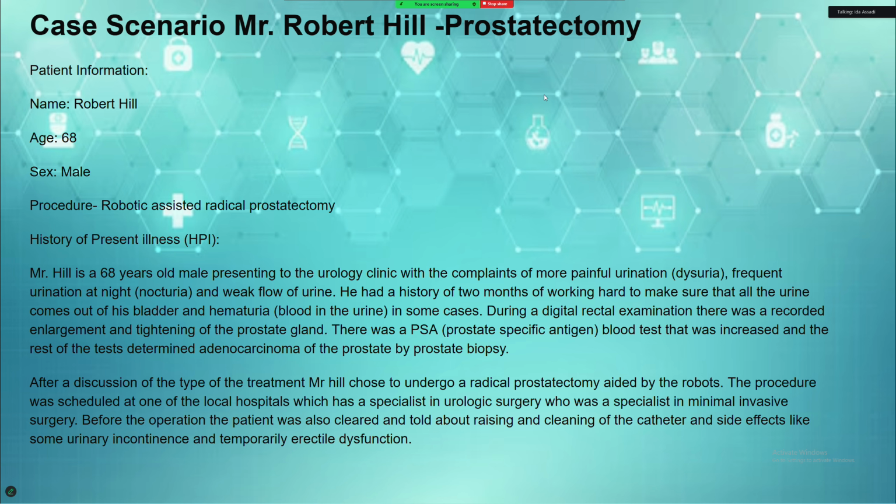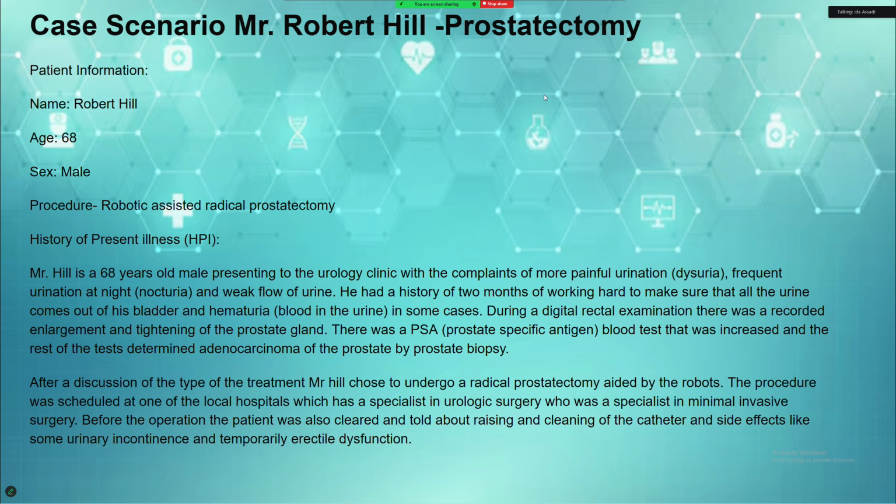He was experiencing painful urination, frequent nighttime urination, which we call nocturia, and a noticeably weak urinary stream. He also reported straining for 2 months just to pass urine and occasionally noticed blood in his urine, a condition known as hematuria. During his evaluation, the doctor performed a digital rectal exam and found his prostate to be enlarged and firm, a sign that something wasn't right.